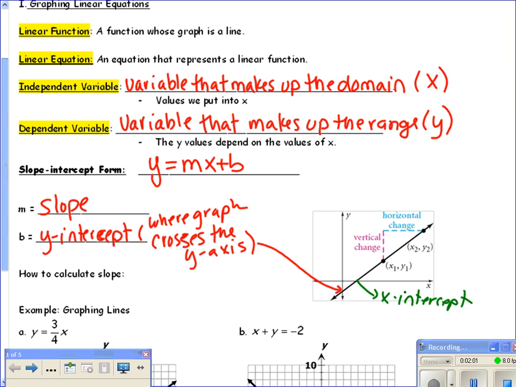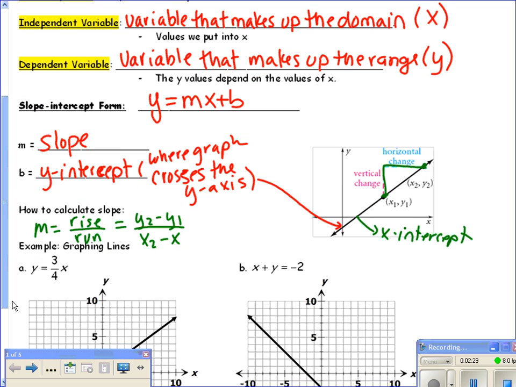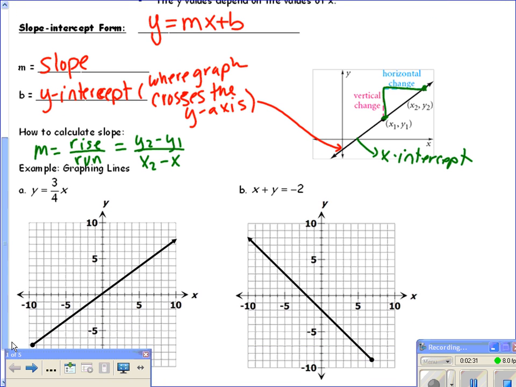How do we calculate the slope? Remember, your slope is the rise over the run. And if you're given 2 points, so like right here we have x1, y1, and x2, y2, the way that you calculate that is y2 minus y1 over x2 minus x1. And remember, it's always rise over run, so in this case the vertical change and then the horizontal change. Let's go ahead and graph some of these.